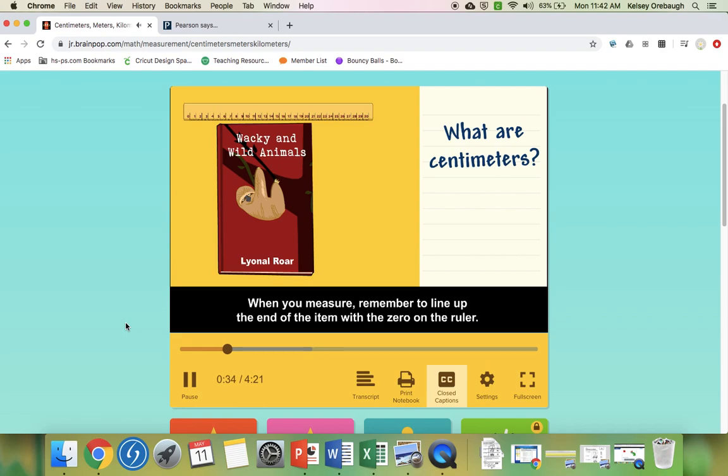When you measure, remember to line up the end of the item with the 0 on the ruler. And remember, like yesterday, I talked to you about the ruler that they use in the Brain Pop videos. It might be a little different than the ruler you have at home or a ruler you've seen before because the 0 mark is not quite at the end of the ruler. It's a little bit pushed forward. So no matter what type of ruler you have or ruler that you see, you always line up the end of your item that you're measuring with the 0 on the ruler. Even if there is no 0 there, the first line on the ruler before 1 is the 0 mark.